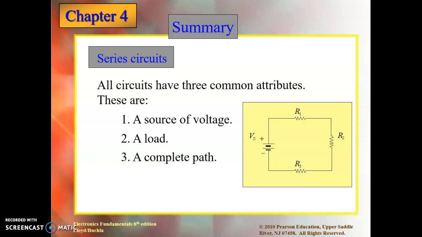Chapter 4. Chapter 4 is about series circuits. We're going to start actually analyzing series circuits. We are going to learn all the different rules and criteria that define a series circuit. But before we start into series circuits, we have to understand what is an electrical circuit.